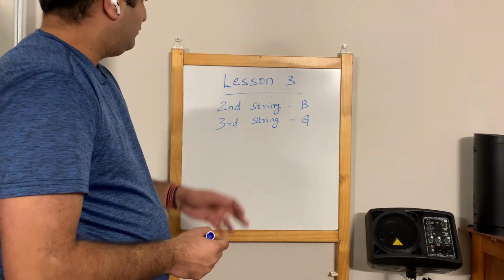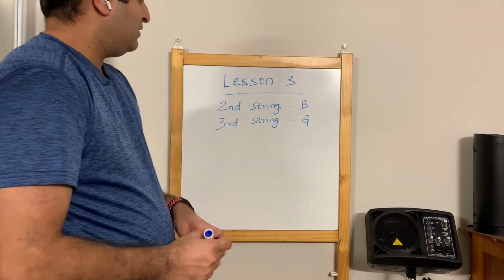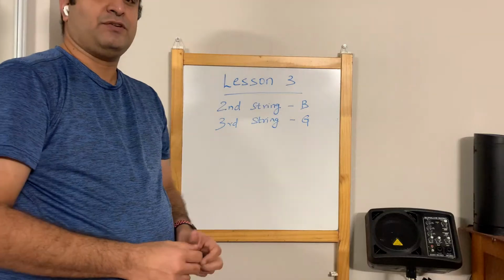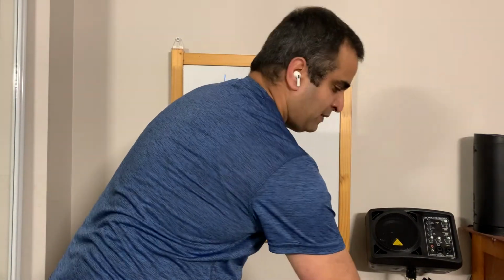Similarly, today we will do the second string. The open position is called B, and the third string open position is called G. We'll talk about its staff notations and how to play those.